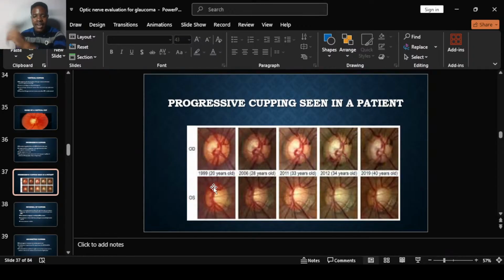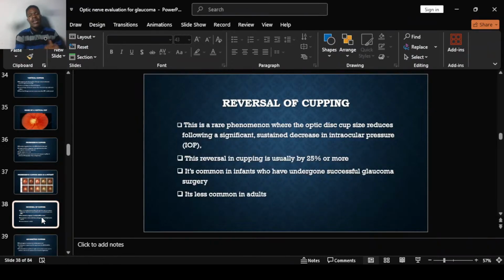We see that in 1999 the patient was 20 years old, and this is the right eye. We see what the cup was at 20 years old, and then 8 years later, we see an increase in the cup. Years later, we see it keeps getting worse. At 34, at 40, this is for the right eye and for the left eye. So we see that the cup keeps enlarging. This is what we call a progressive cup.